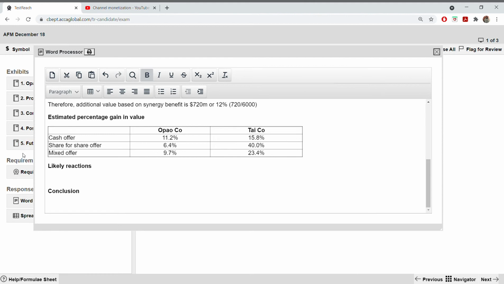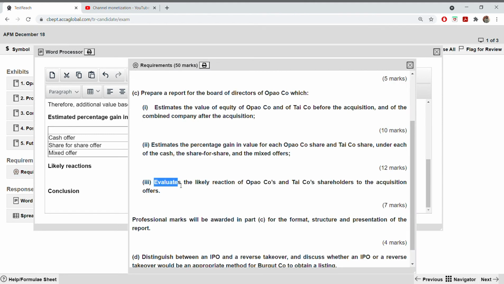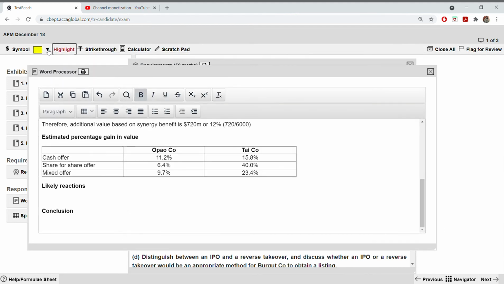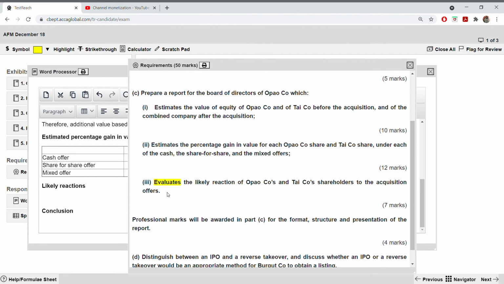Look at the requirements again. I will show you the requirement. The word says evaluate. Very important is this word, because evaluate means pros and cons. Whenever the word evaluate comes, whether it's for acquisition and merger, reconstruction, or risk management, evaluate means you have to give advantages and disadvantages of a method or an offer or whatever it is.